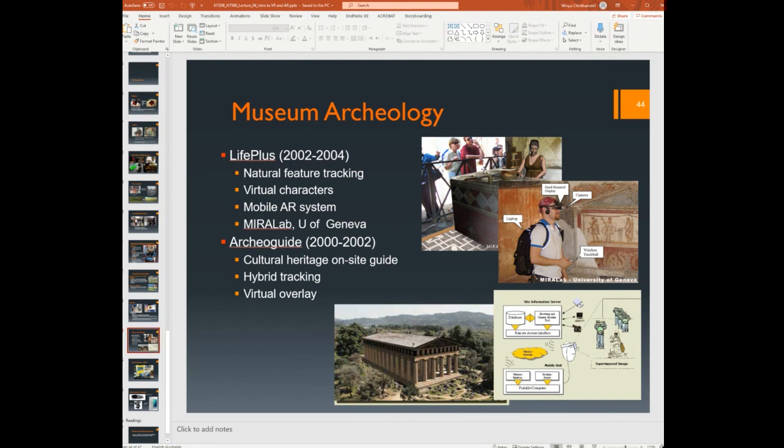Okay, so you can see here there was a virtual rendering of what people looked like back then and things like that. Yeah, and then it tries to render it into that space.